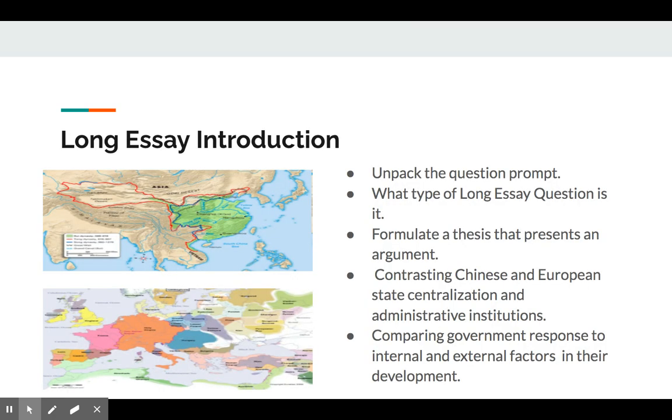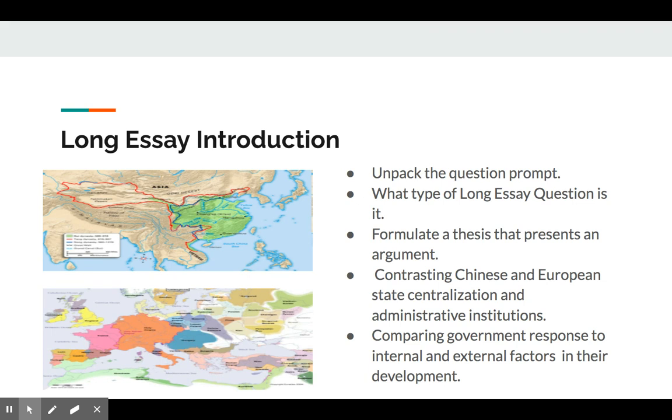I introduced the long essay assignments. We unpacked the question prompt, figuring out what type of long essay question it is. We have to formulate a thesis that presents an argument. You can't just make a blanket statement that you can't argue against. You have to make an assertion of some kind with the information from the prompt itself.